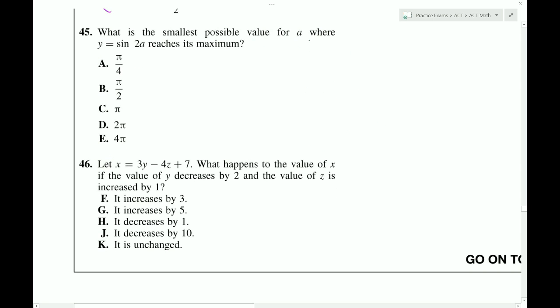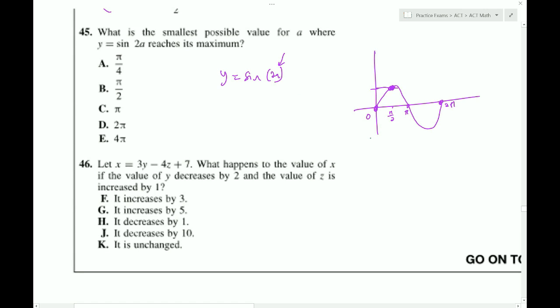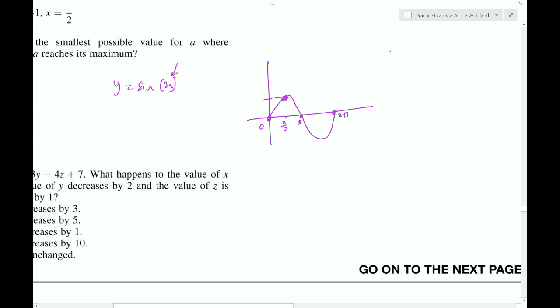What is the smallest possible value of a where y equals sine 2a reaches its maximum? Okay, so we have to understand what the sine function is doing. So it's kind of doing this, right? Where this is 0 and this is 2 pi. So that means that this would have to be at pi and this would have to be at pi over 2. So we want the argument or angle to be equal to pi over 2 because that's where the function will hit its maximum. And if you didn't know this behavior about sine, you could also determine that using the unit circle. So we know that the sine is maximum when we're in this position, which is at 90 degrees, right?